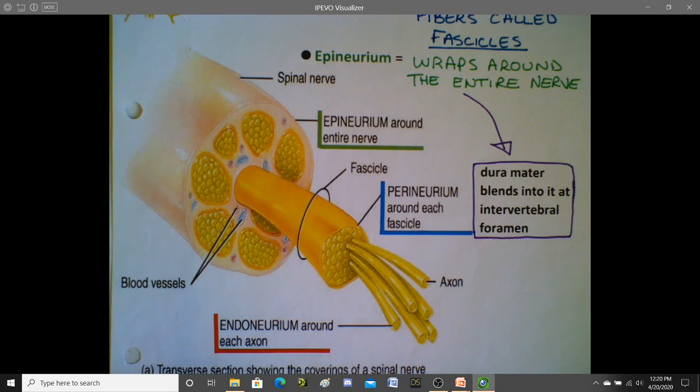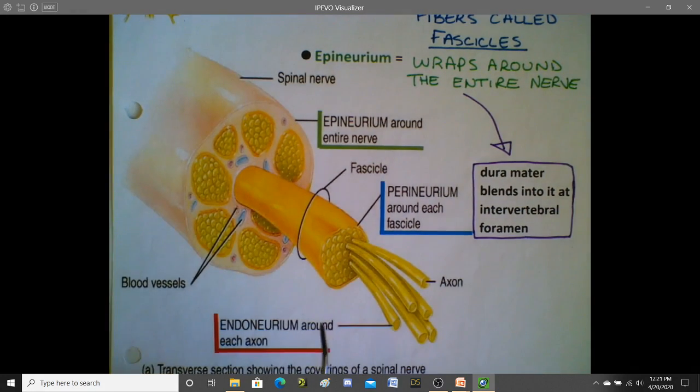So if we go from smallest to largest here, we have a bunch of axons bundled together to make a fascicle. These fascicles are then all bundled together to make our entire nerve. This is just like our muscles. Remember, our muscles were made out of muscle fibers that were all bundled together into fascicles. The fascicles were then all bundled together to make the muscle itself. Now we have a nerve.